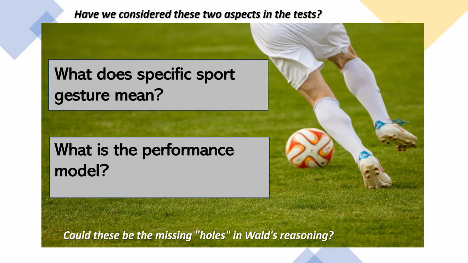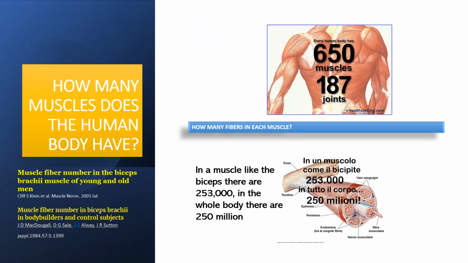I repeat myself: what is the performance model? Could this be the hole that Wald doesn't see in the airplane? It's a good question. I ask you to answer this question, so we start reasoning together without thinking we have the truth in our pocket.